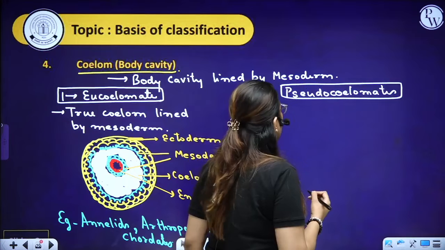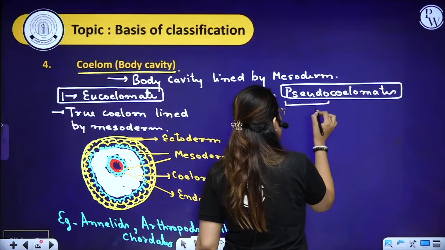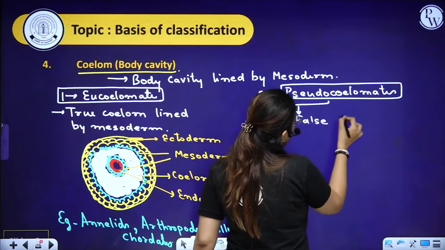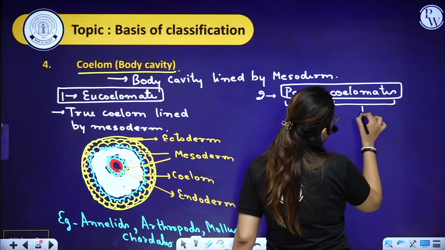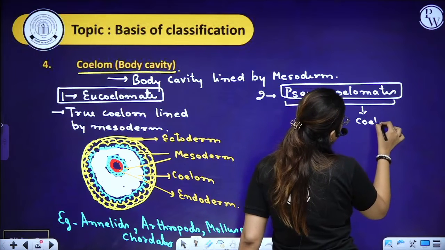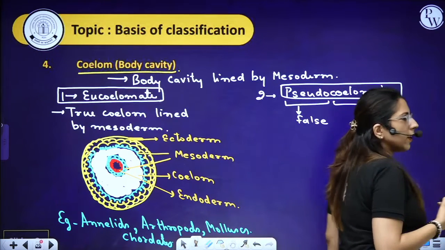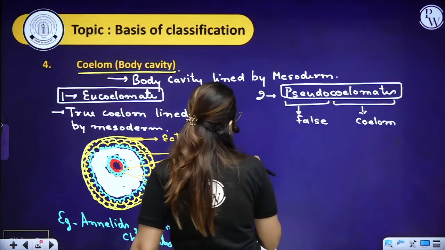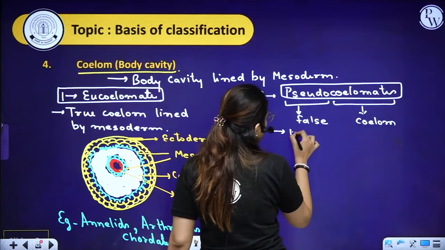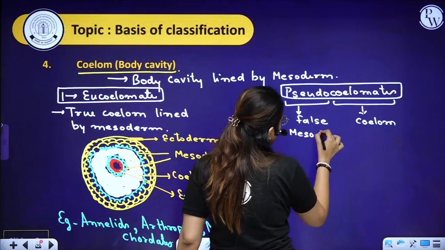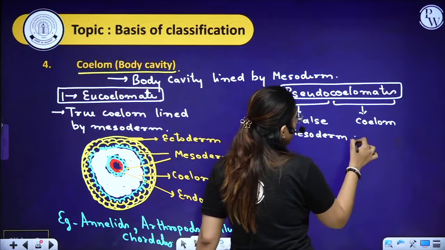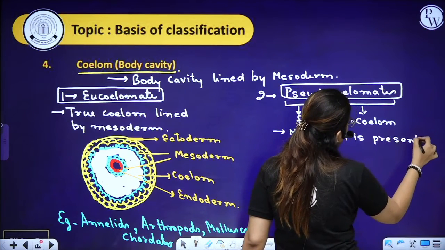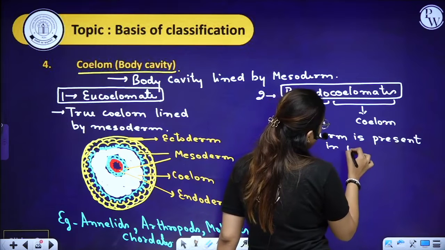Pseudo means false. So here the coelom is a false cavity. Right? Are you getting this point? The false cavity. Now, here mesoderm is present in pouches.